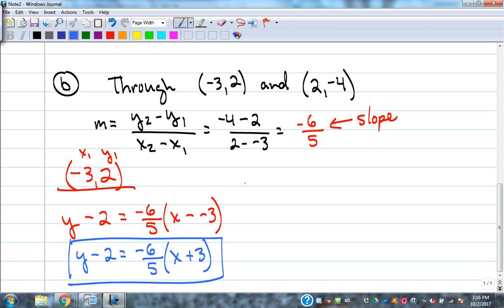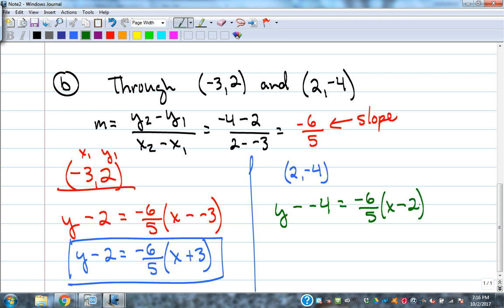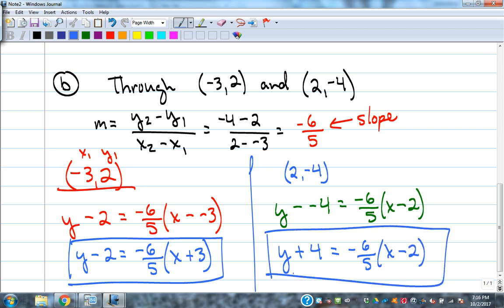Okay? If you use the other ordered pair, 2, -4, that'd be y minus -4 equals -6 over 5 times (x minus 2). Simplify that just a little bit. y plus 4 equals -6 over 5 times (x minus 2). That is also correct for that problem. Because you got two different ordered pairs, you could have two different answers in point slope form.